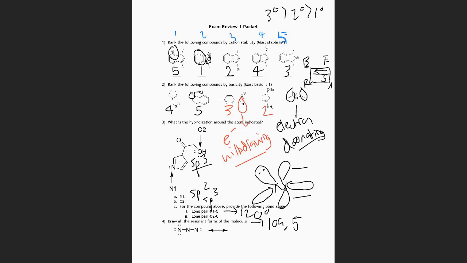Okay, so let's do the last one. The last part is draw all the resonance forms of the molecule. Resonance is just, we're going to try moving the bonds around. So if we move this lone pair down here, we get this resonance structure.